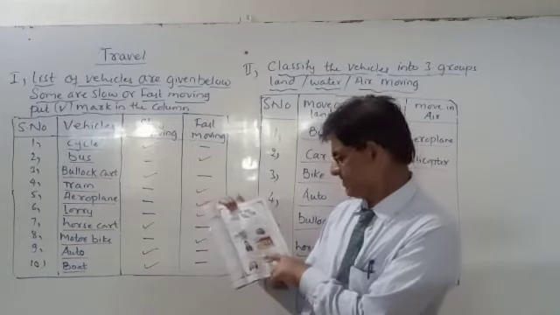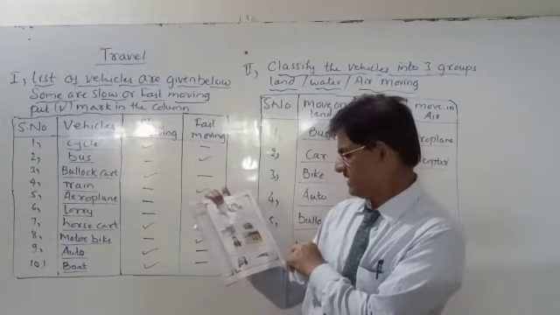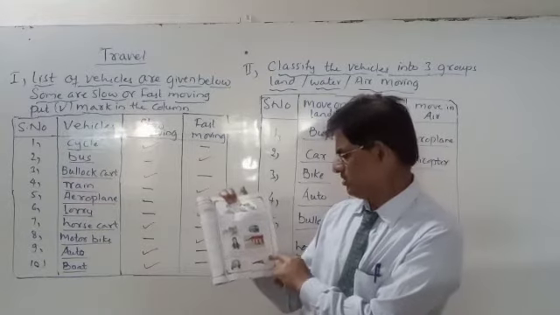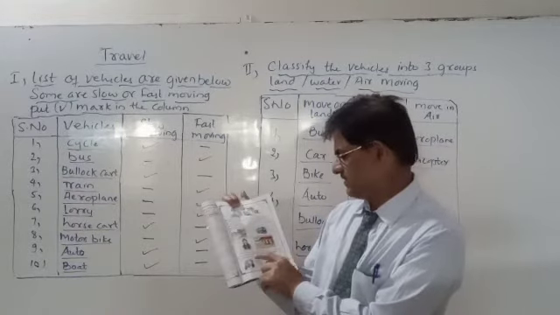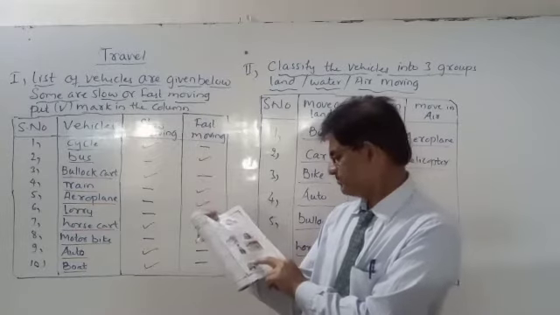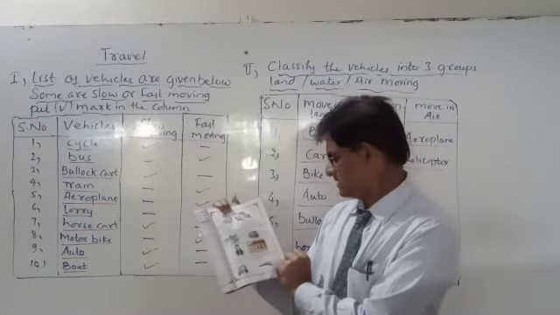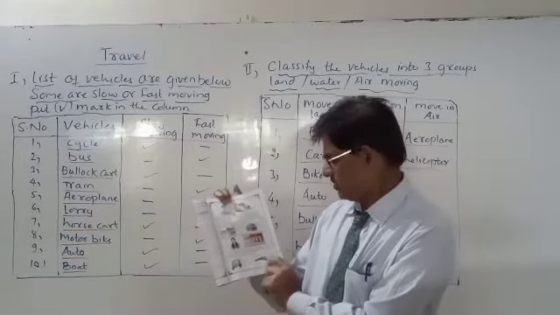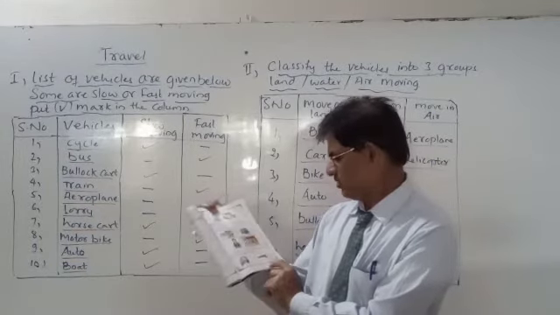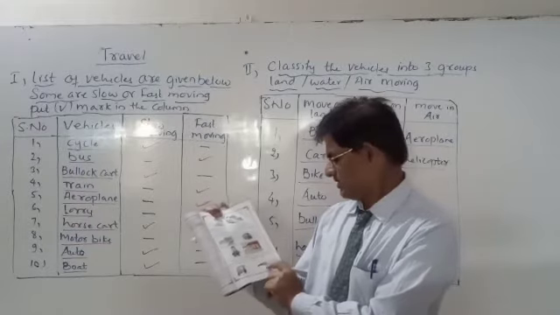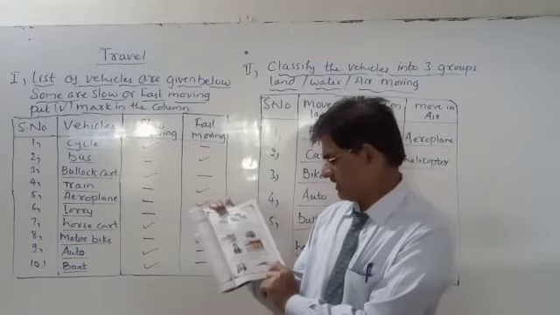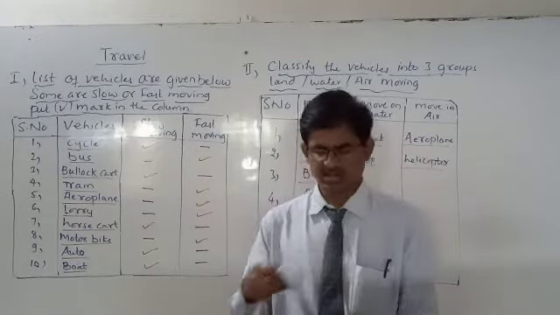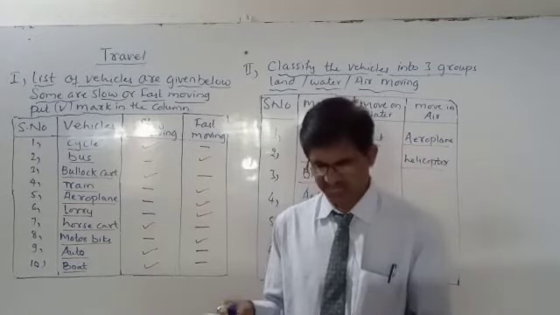Now Harini wants to go to her grandfather's house from Shimoga to Tumkur. She is from Shimoga and she wants to go to Tumkur. Should she go by auto or train? She wants to go earlier. So train is the correct vehicle to go faster. She prefers the train to go earlier. Now, next page.